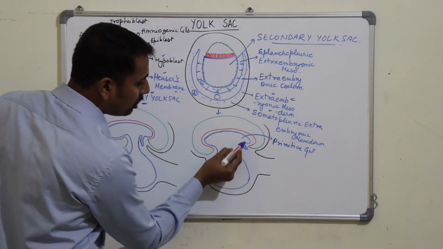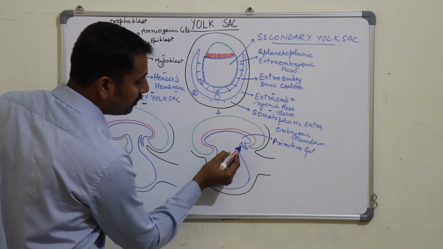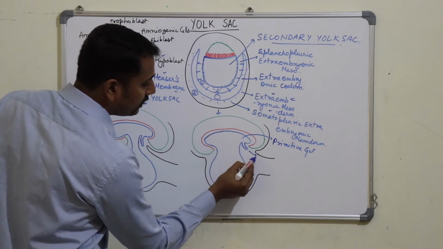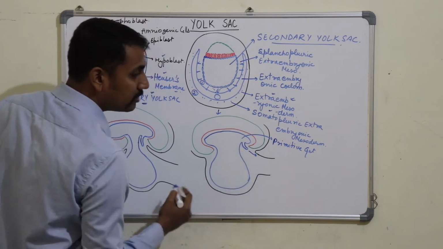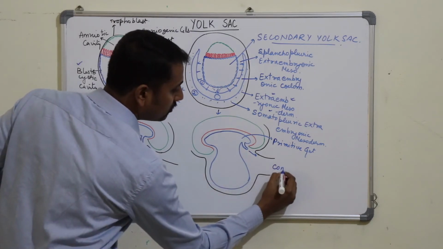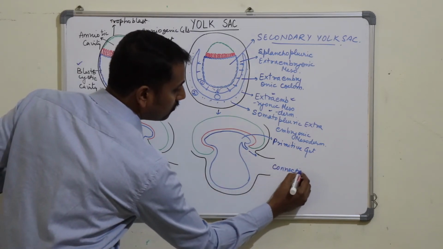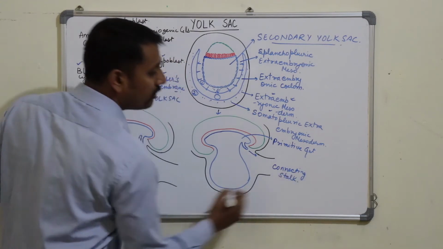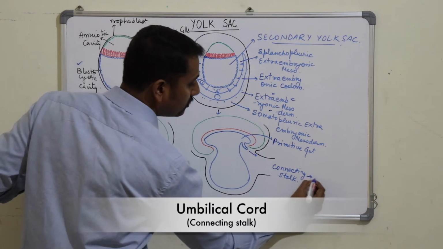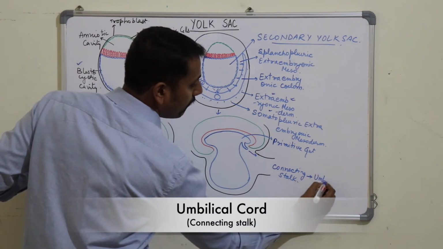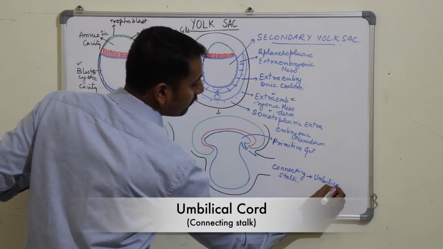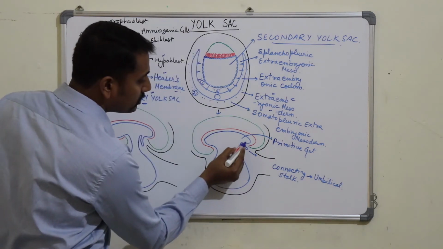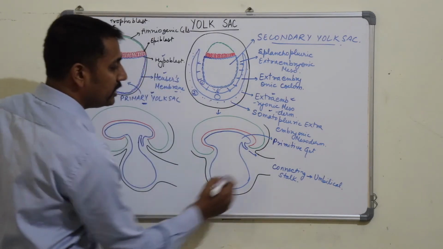And a small projection of the yolk sac is developed, which is projecting into the developing connecting stalk. This is the connecting stalk, which will later on give rise to the umbilical cord. This small projection is known as the allantois.